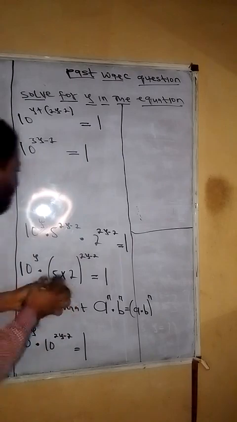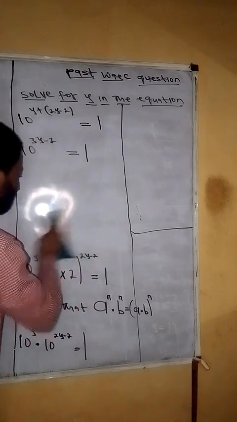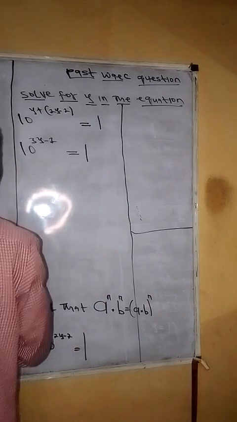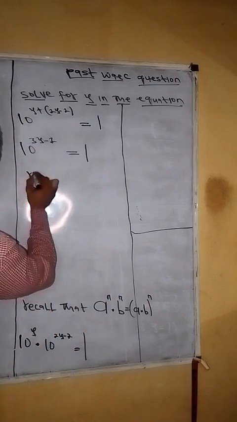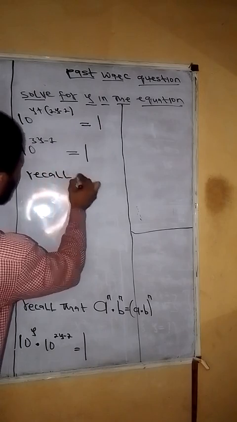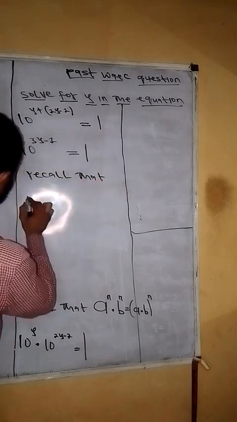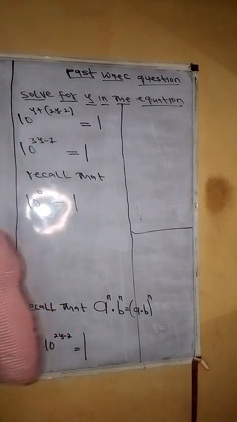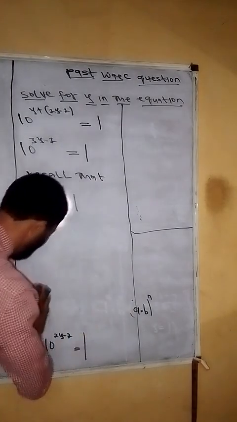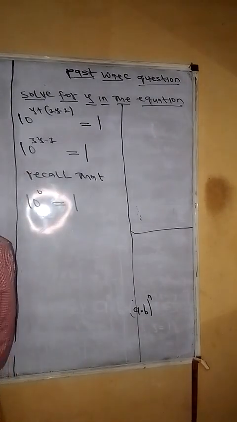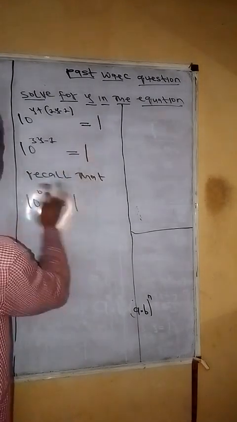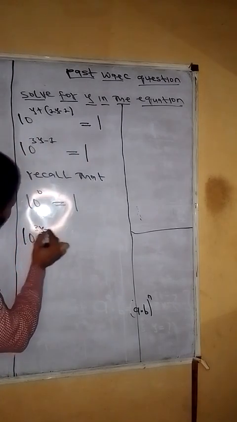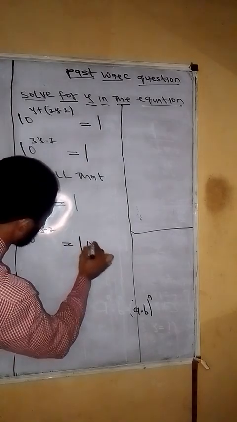Now, you can remember from indices that there is a law that tells us that anything raised to the power of 0 is always equal to what? 1. Recall, we were told that 10 raised to the power 0 is equal to 1. So if we have this at the back of our mind, then we can now quickly move from 1 to what now? 10 raised to the power 0. So I will just quickly write 10 raised to the power 3y minus 2 is 10 raised to the power of 0.